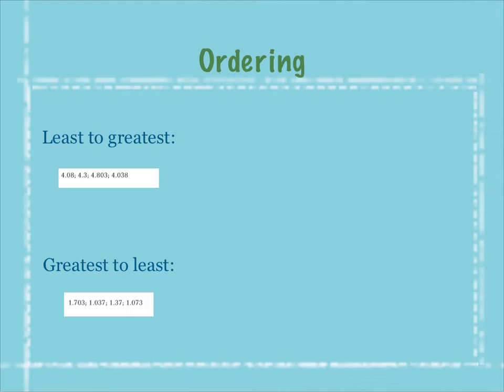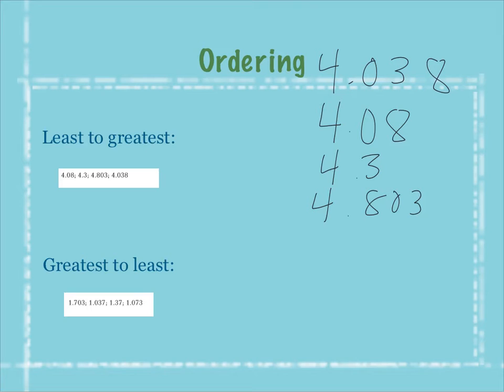What I like to do is line them up on the side first so I can figure out which one goes first, second, third, and fourth, and then I will order them over on the side. So let's line them all up. 4 and 8 hundredths, 4 and 3 tenths, 4 and 803 thousandths. All right, this one up here, 4 and 38 thousandths. So obviously in all these numbers, there is a 4 in the ones place, which means that they are all equal in that place value.